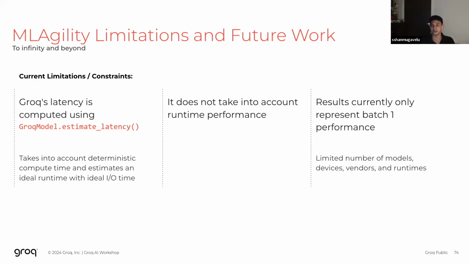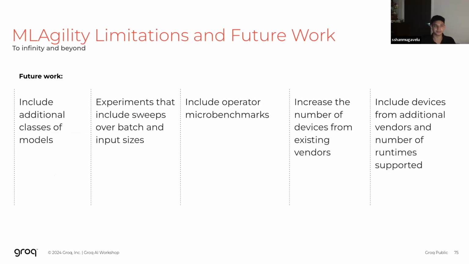Another limitation is we're only working with batch 1. This is something you can easily change just by kind of changing the inputs into your models. And Chris is going to talk about how you can kind of vary batches and get performance from that and kind of determine which batch is best for you if you, let's say, wanted to maximize throughput. But yeah, these are the limitations of MLAgility right now that are currently being worked on. And a lot of these will actually drop by the end of the week.